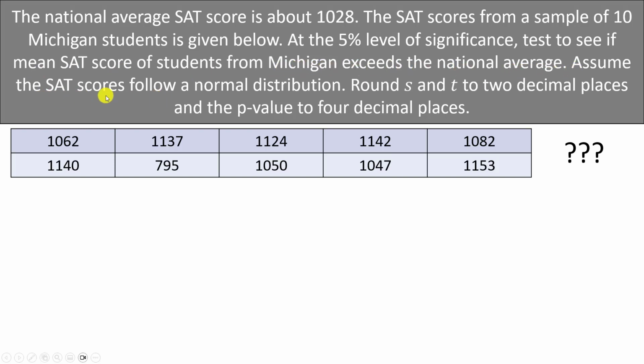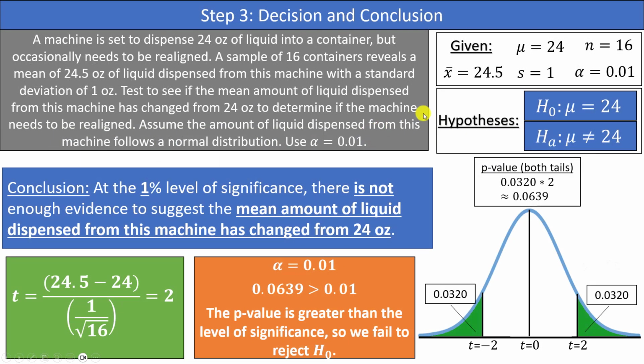Assume that these SAT scores follow a normal distribution since we don't have a sample size of at least 30. Round the sample standard deviation and t-score to 2 decimals and the p-value to 4 decimal places. So the difference with this problem is you were not given the statistics, right? You're just given the data.